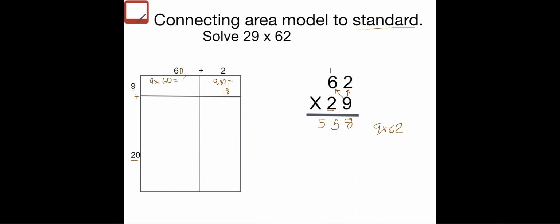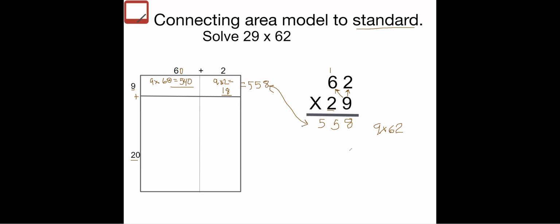9 times 6 is 54. And this is a power of 10, a multiple of 10, so we put down our 0. If we add these two together, we will have 8 plus 0 is 8. 1 plus 4 is 5. 558. That matches right there.